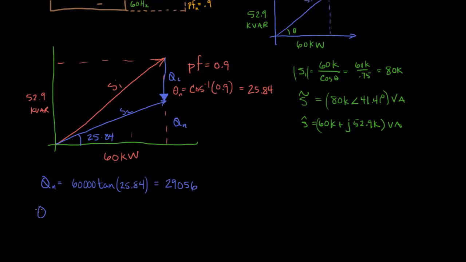QC then is the difference between the original Q and Q new. So it's going to be 52.9K minus 29K, which equals 23858. Okay, and let's remember that that's negative, and these are both in vars.